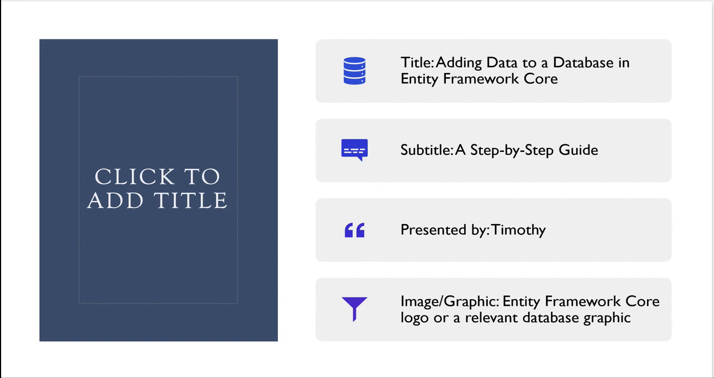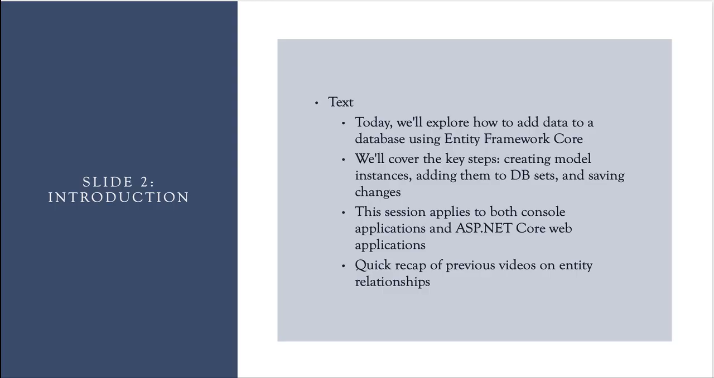So now let's dive into today's topic. We are covering how to add data to your database using EF Core. By the end of this video, you will understand how to create instances of model classes, add them to the appropriate DbSet in your DbContext, and call SaveChanges to commit the data to the database. These steps are critical whether you are using a code-first approach, like in this example, or other approaches. So let's get started.